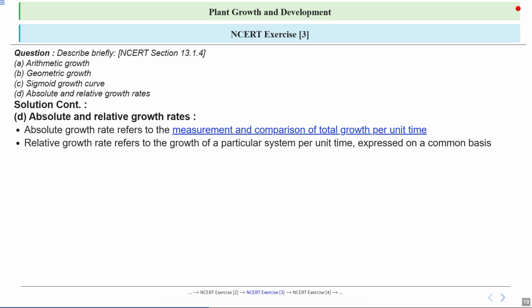Relative growth rate refers to the growth of a particular system per unit time, which is expressed on a common basis. So this means we look at how the plant grows compared to its initial size, which helps us compare growth between different plants or organs. For example, if we say per unit initial parameter, we are talking about relative growth rate. If a small seedling doubles in size, that's a high relative growth rate, even if the actual increase is small.